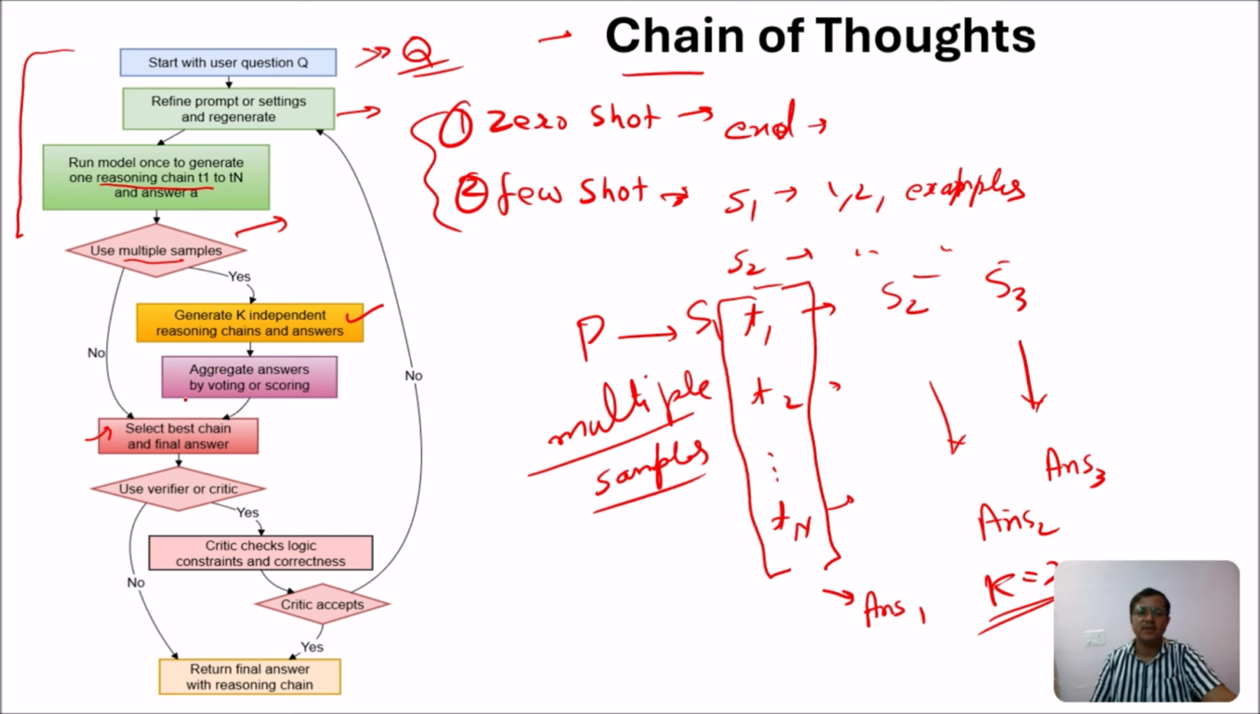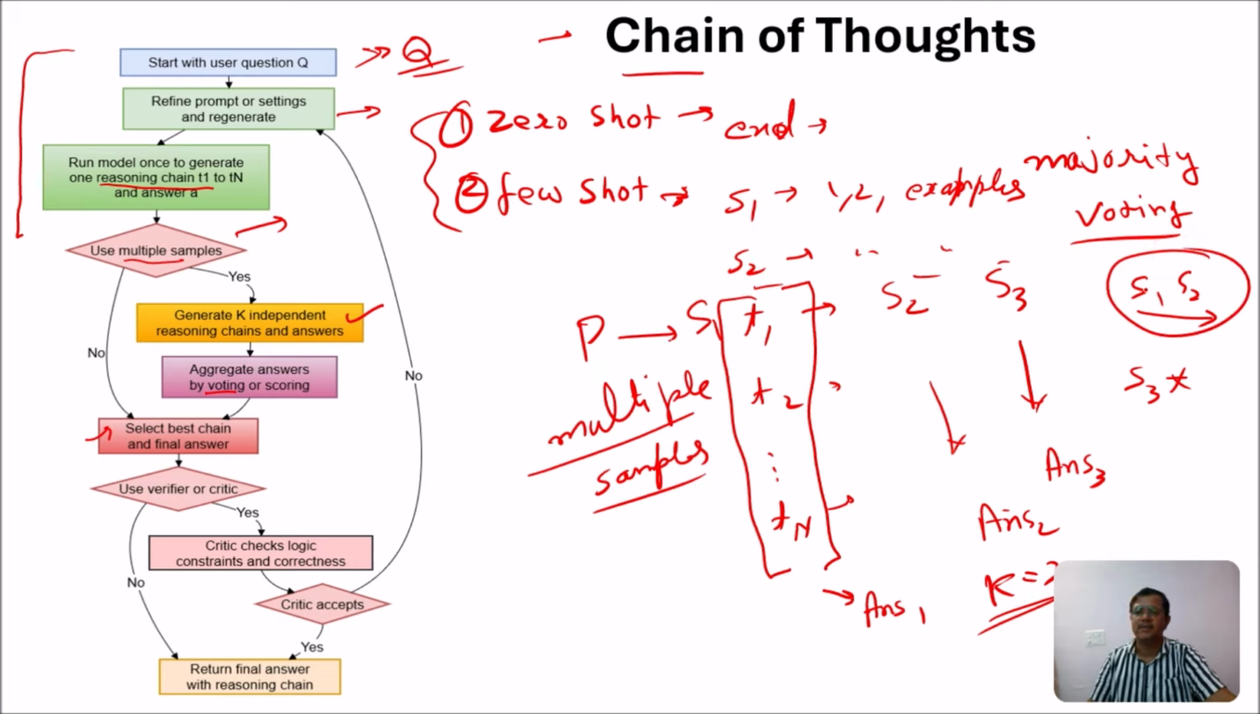So one process is voting. This is called majority voting. In majority voting, suppose S1 and S2 generate the same answer, but S3 gives a different answer. Then we will go with this, and we say that either S1 or S2 is the correct chain, or S1 and S2 combined is the correct chain. The second is scoring. We will generate a score with each answer, and we will go with the highest score answer.